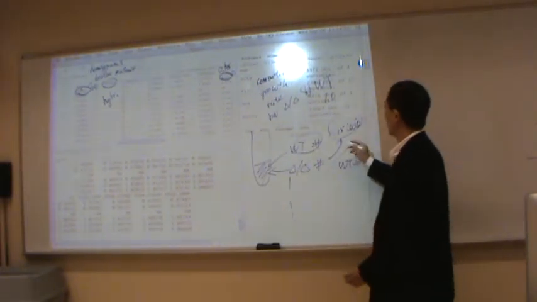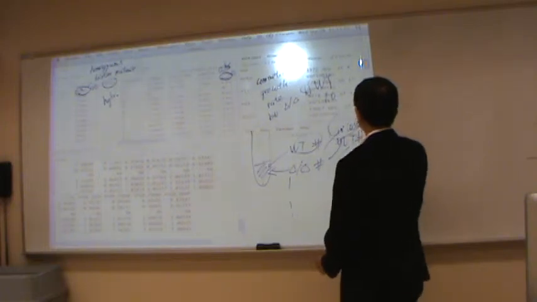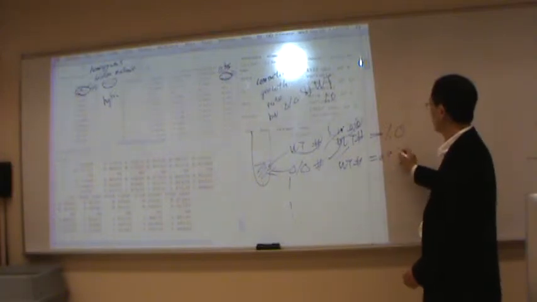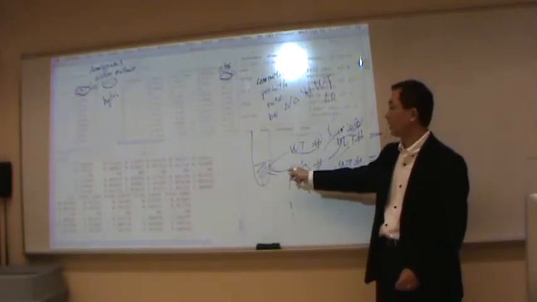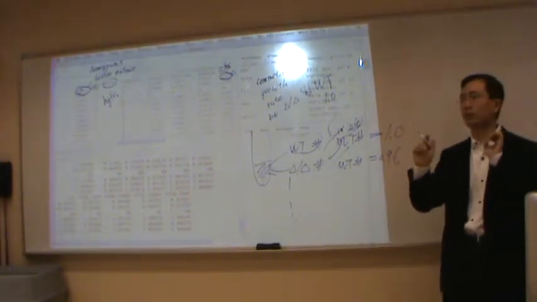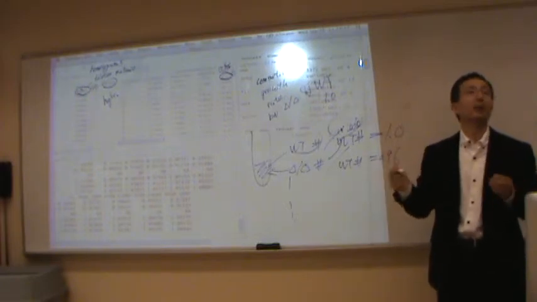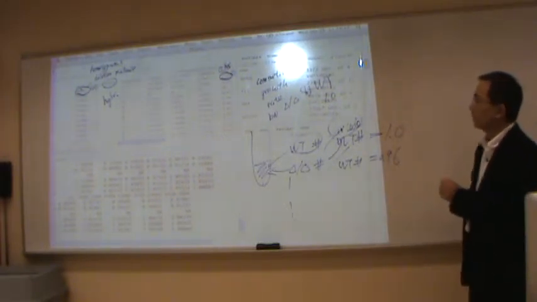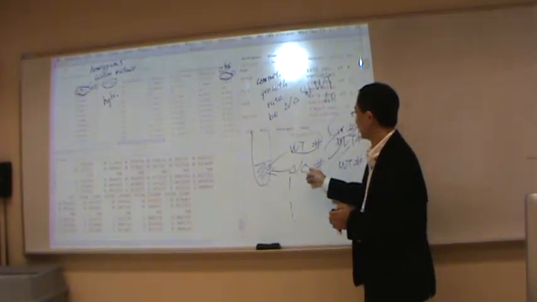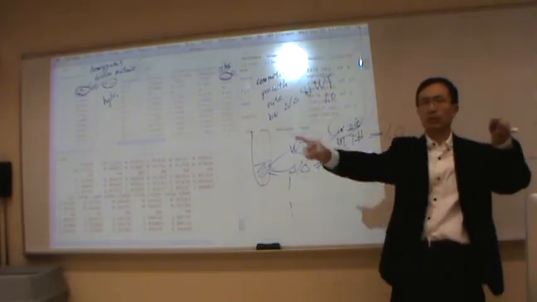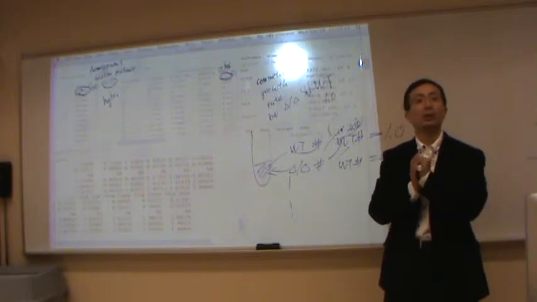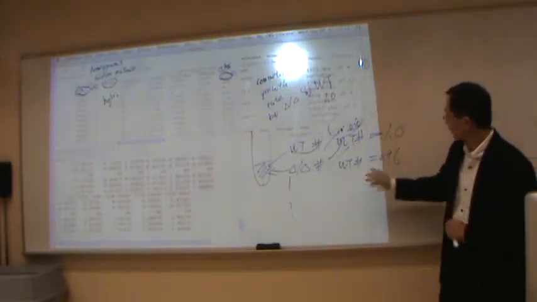Of course, wild type divided by wild type always gives 1.0. But this one gave 0.96, which means if I delete this gene, it is going to grow 4% slower than wild type. That's what the DNA chip tells us. So basically, the larger that number, the smaller the contribution of that gene to the fitness.